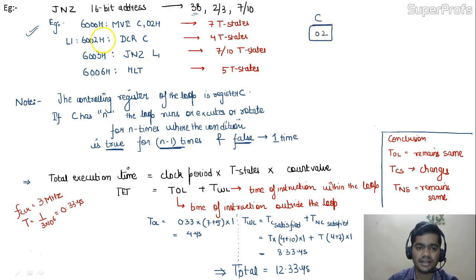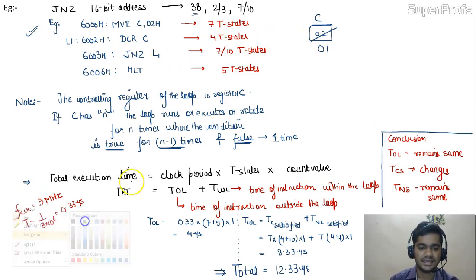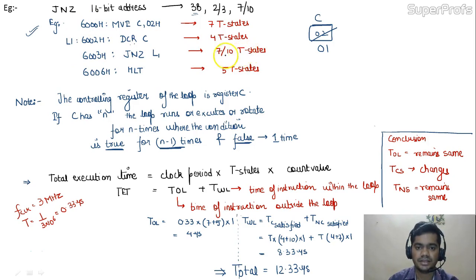Now at DCR C the data would be decremented to 01. Now this condition would be checked: if the data present is non-zero, yes, the data is non-zero. As the data is non-zero, it would transfer again back to this cycle. So there would be 3 machine cycles for this condition, because the statement is true, and the condition is true. So it would go back to this.